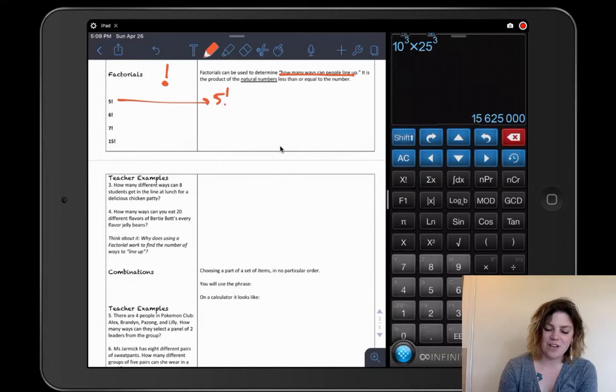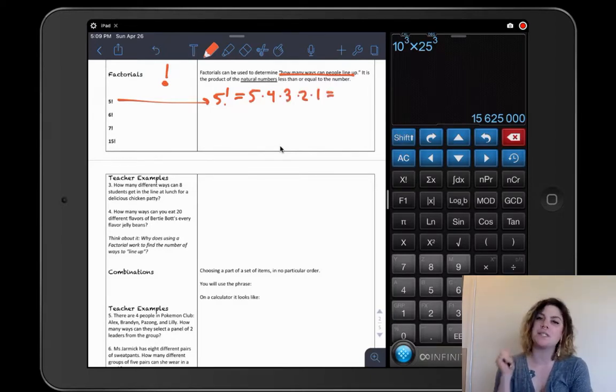So number 1 is 5 factorial. If we wanted to do this by hand, we would do 5 times 4 times 3 times 2 times 1. Natural numbers means whole numbers that are greater than 0. Okay, so if I did want to do that by hand, I could. However, there is a button on your calculator, and it's this X with an exclamation point. And so we can use that. So you go to 5, and then you click the button that's above the F1 and below the all clear, factorial like that, and you press equal, and we get 120.